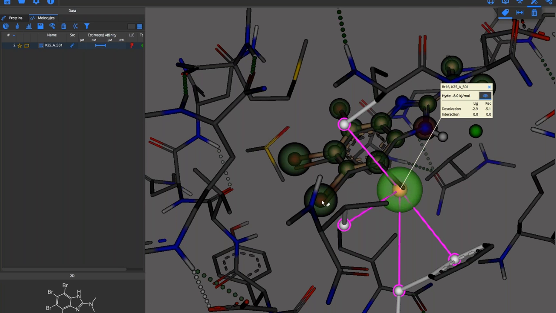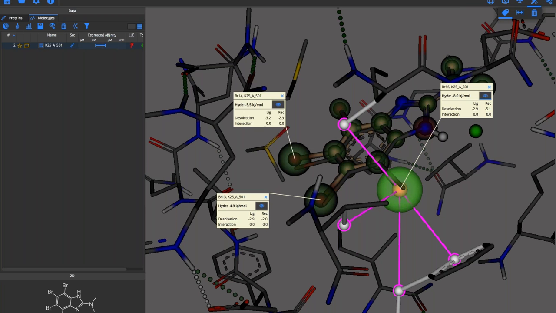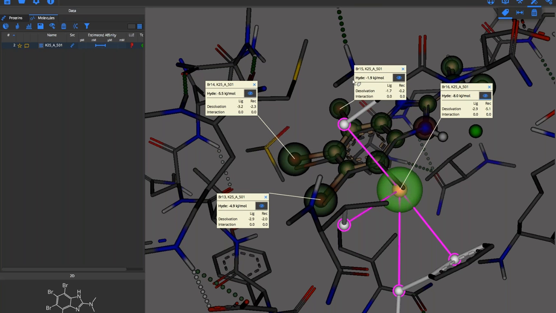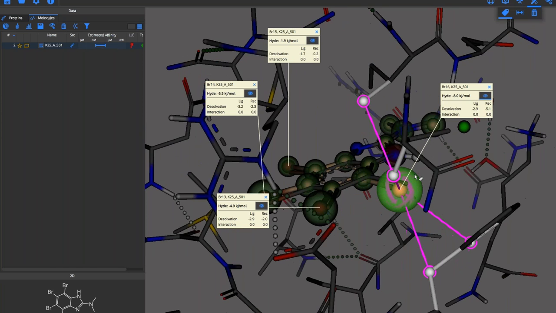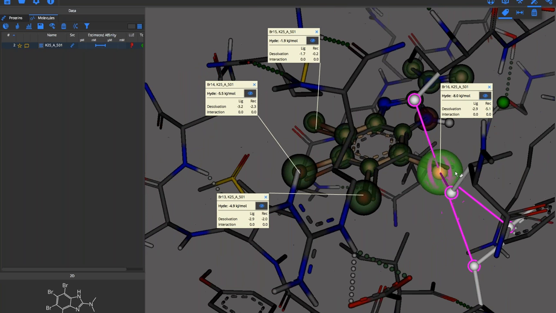On average, these bromine atoms contribute about 6 kilojoules per mole through dehydration to the affinity here. So I would argue clearly that this is a much stronger pronounced effect than any halogen bond.